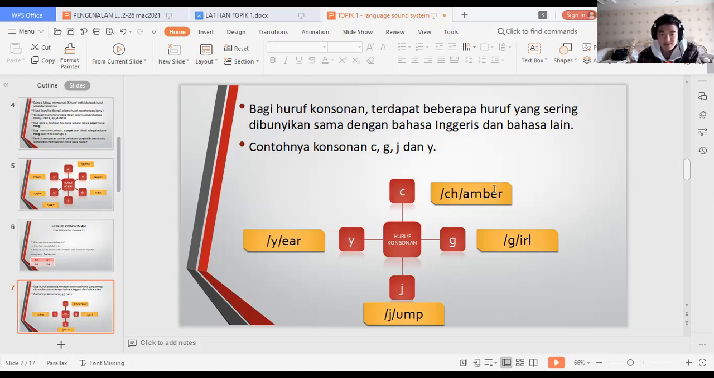Please help me with this one. Again? Chair. Chair for chamber. Okay, chamber.